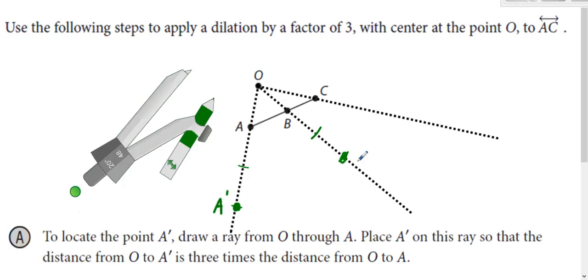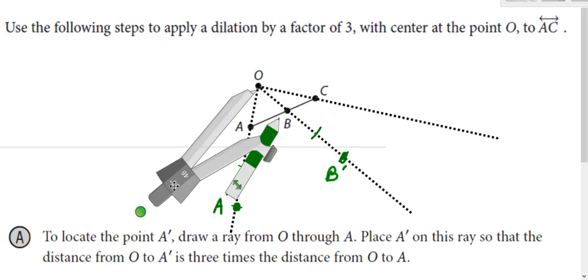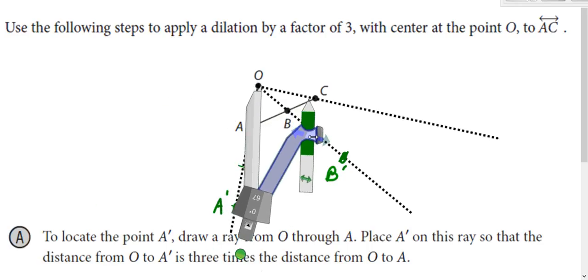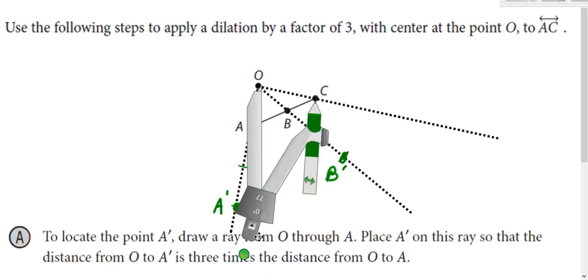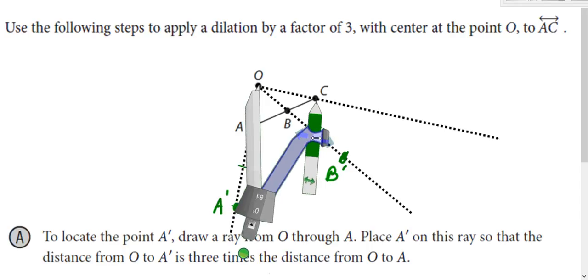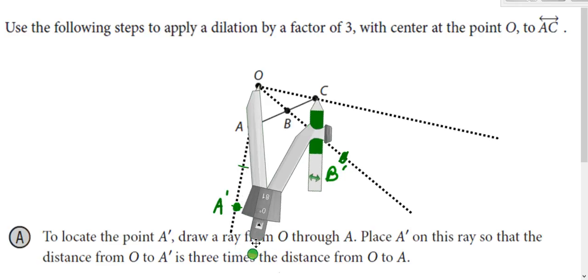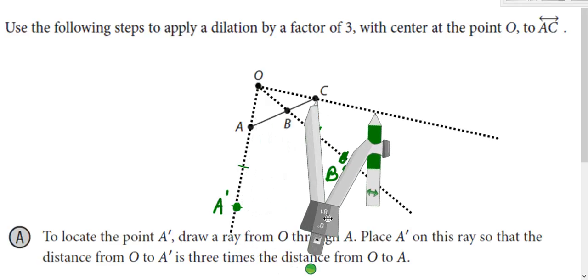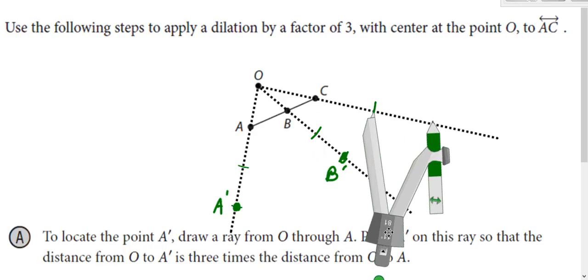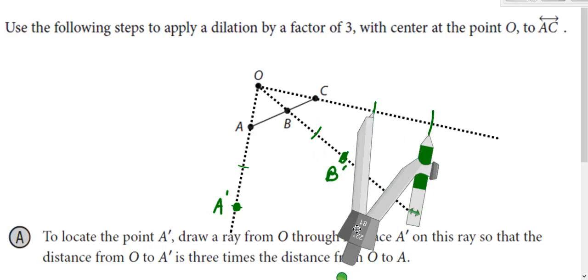So where we marked that off, that was B prime. Do the same thing for C if you've got your line. Stretch your compass to be that length. Mark it off a second time and third time.